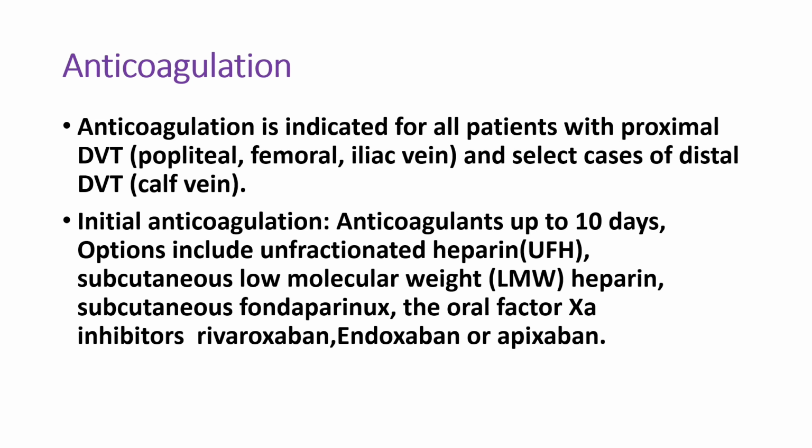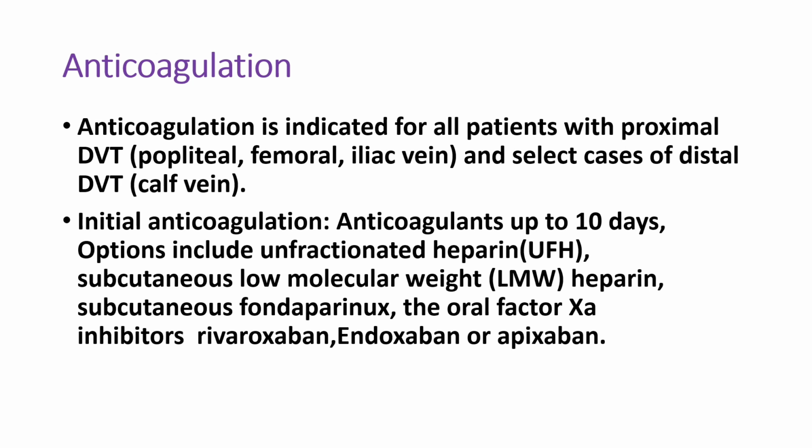Now once we make a diagnosis of deep vein thrombosis by clinical findings, Doppler study and ultrasound compressibility, we will have to start the patient on anticoagulation. We can start anticoagulation like heparin or low molecular weight heparin with oral anticoagulation with warfarin or some other drugs. Anticoagulation is indicated for all patients with proximal DVT like popliteal, femoral, iliac vein and selected cases of distal DVT, calf vein thrombosis.